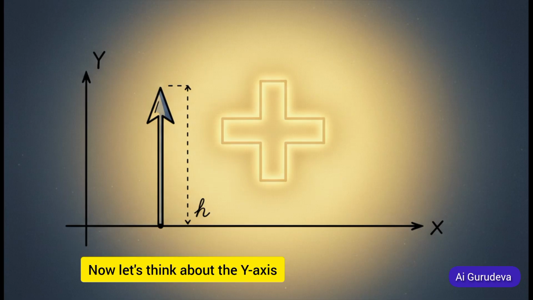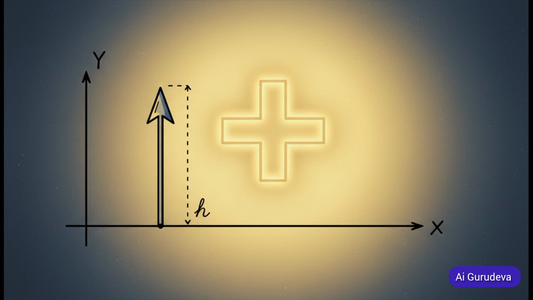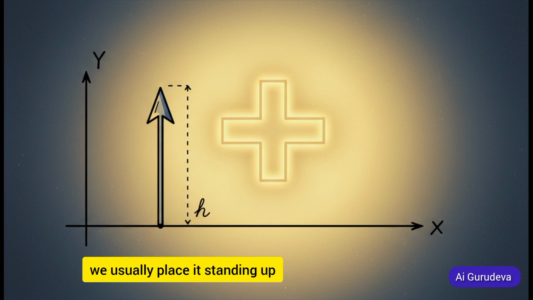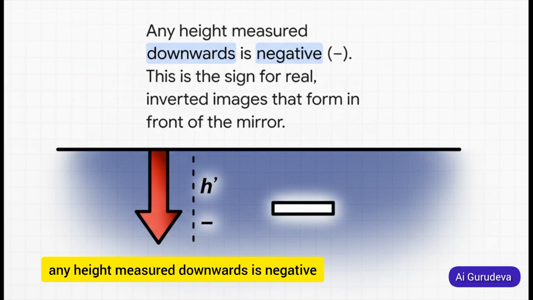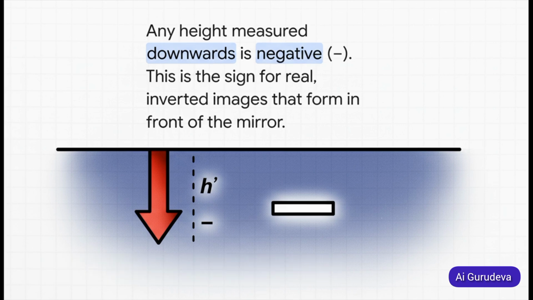Now let's think about the y-axis, the up and down measurements. Any height measured upwards from that central axis is positive. This is going to apply to our object since we usually place it standing up, and to any images that are also formed upright or erect. And you guessed it, any height measured downwards is negative. This is the dead giveaway for a real inverted image. If you see a negative height, you know the image is hanging upside down in front of the mirror. And that's it. 4 simple rules that run the whole show.